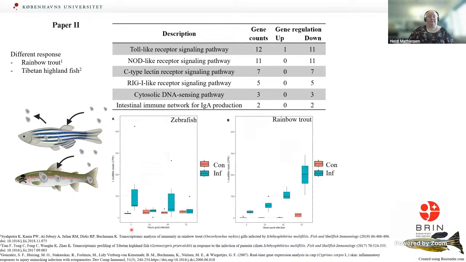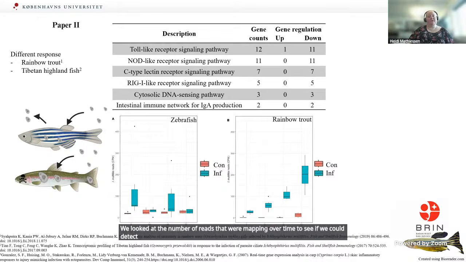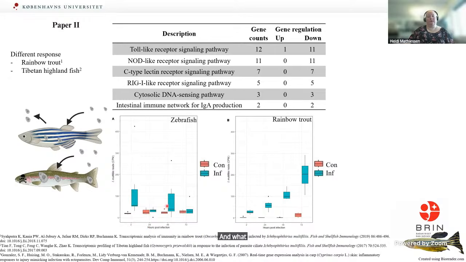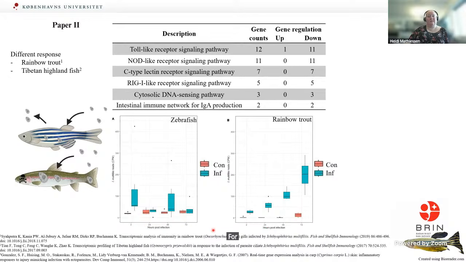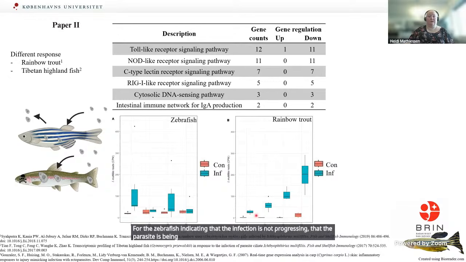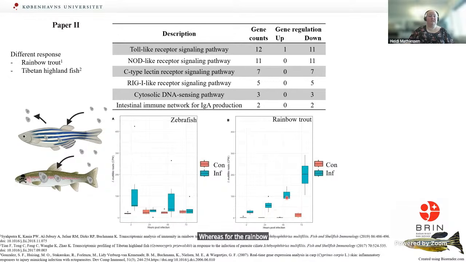We looked at the number of reads mapping over time to see if we could detect whether the parasite was leaving the fish or was still present, or what happened with its development over time. What we saw here with the blue box plot is that the number of reads mapping to the parasite genome is decreasing over time for the zebrafish, indicating that the infection is not progressing and that the parasite is being killed or cleared. Whereas for the rainbow trout, the reads are increasing very steadily over time, indicating disease progression.